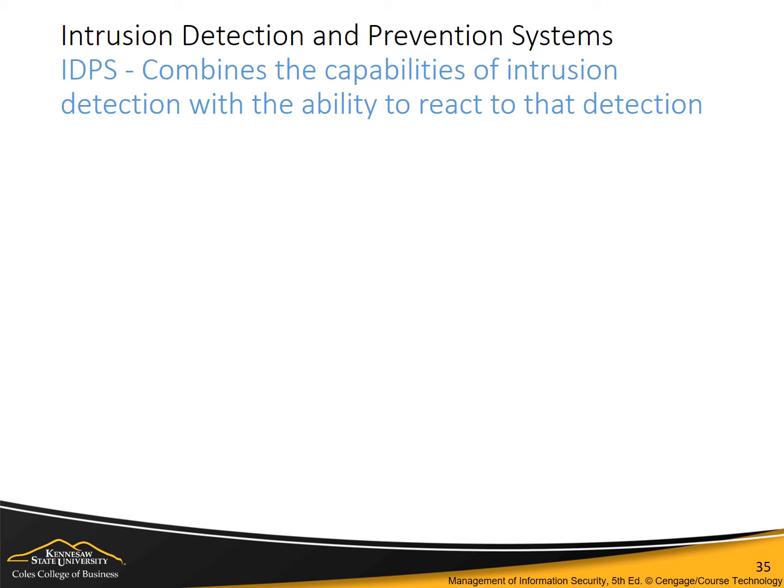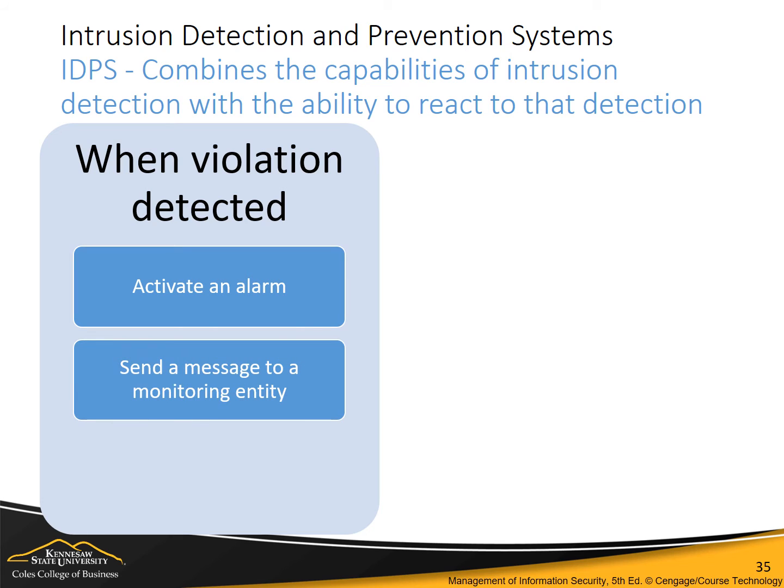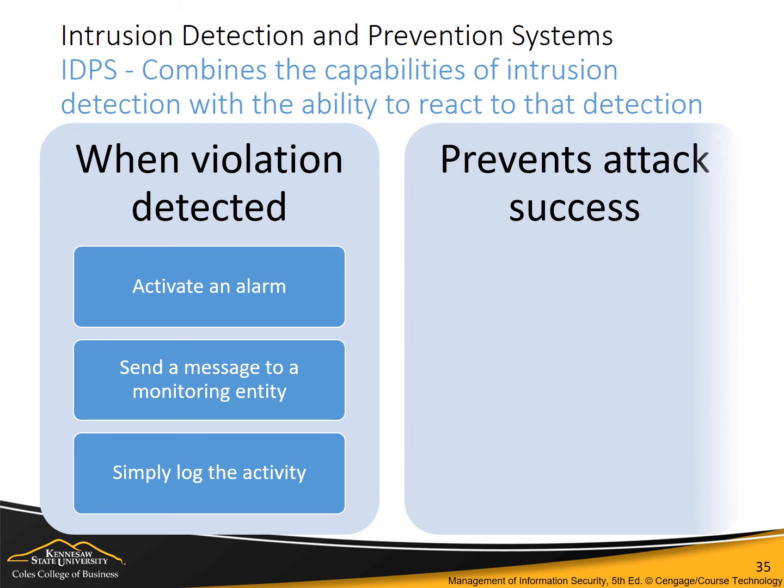An intrusion detection and prevention system combines the capabilities of intrusion detection with the ability to react to the detection or prevention. When an intrusion detection and prevention system detects a violation, it can activate an alarm, it can send a message to a monitoring entity, or it may simply log the activity. You tell it what it needs to do.